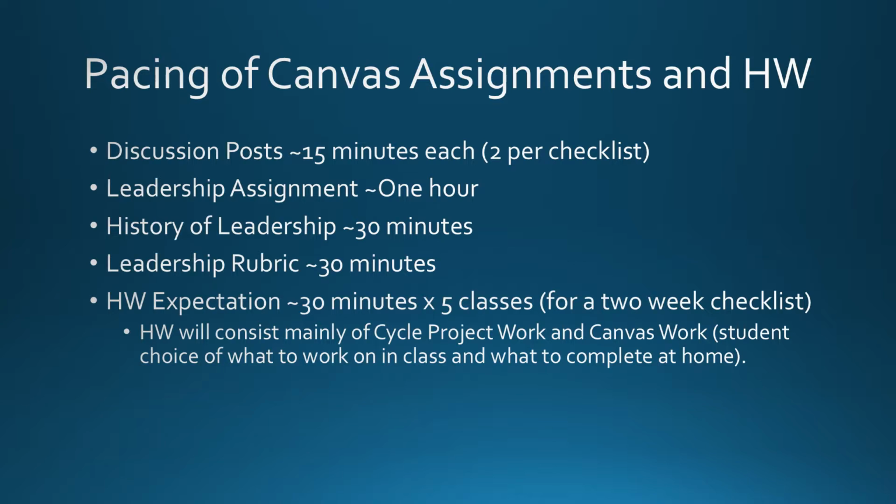That rubric is going to be a combination of seeing where you fall, setting goals, and some reflection. So there'll be some writing and typing involved, which is why that's a little bit longer than you might expect. And then homework, as I mentioned earlier, no more than 30 minutes times 5 classes. That's for a 2-week checklist. Homework will consist mainly of your cycle project work and your Canvas work. And again, there's student choice of what to work on in class and what to complete at home. That is up to you to decide what you want to do where.